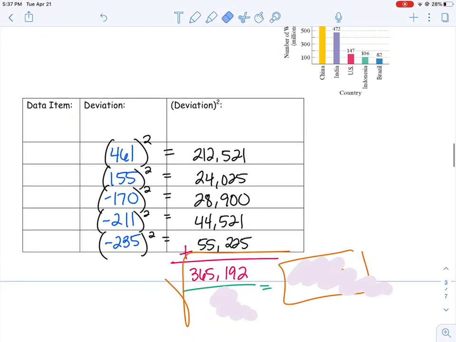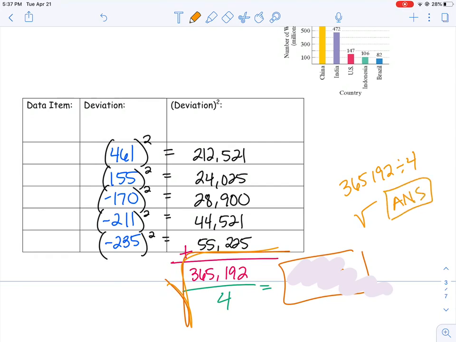My next step is to divide this number by however many data items I have minus 1. You remember we had 5 different countries, 5 different data items, but I'm really going to divide by 4. 5 minus 1, or 4. I'm going to take that 365,192, divide it by 4, and then my last step is to square root that answer. I'm going to do this all in my calculator and not enter any decimals because I don't want to round decimals and then later round again. So in your calculator, you should be able to do 365,192 divided by 4, and then square root that answer.